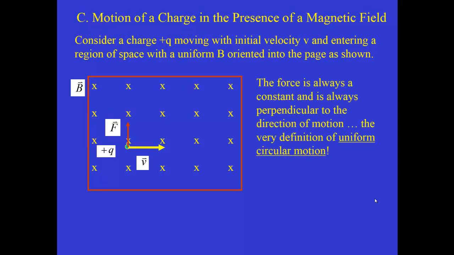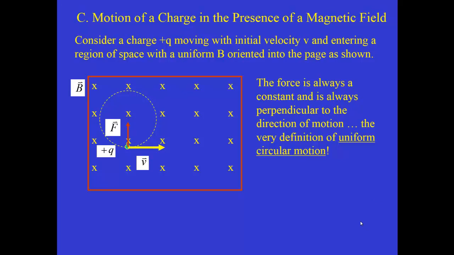But then as it moves in a different direction, the force still remains perpendicular to the direction of motion. And so when that force stays constant and it's always directed perpendicular to the direction of motion, that has to be uniform circular motion. That's exactly what uniform circular motion is. Force always constant in magnitude and directed perpendicular to the trajectory. And so if we were to do this calculation, we could trace out a circular path that the charge would make.